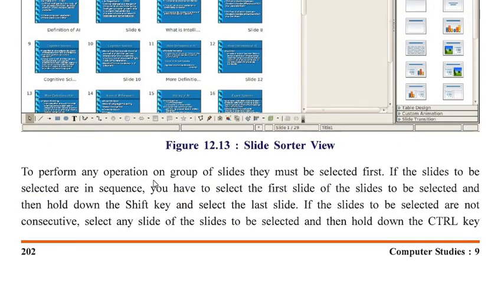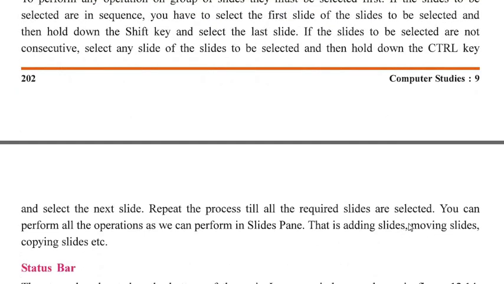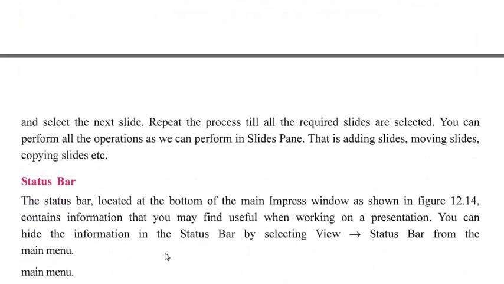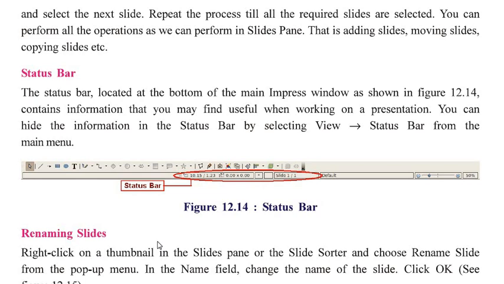To perform any operation on a group of slides, they must be selected first. If the slides to be selected are in sequence, you select the first slide, then hold down the shift key and select the last slide. If the slides to be selected are not consecutive, select any one of the slides, then hold down the control key and select the next slide. Repeat the process till all the required slides are selected. You can perform all the operations that we can perform in the slide pane, that is adding slides, moving slides, copying slides, etc.